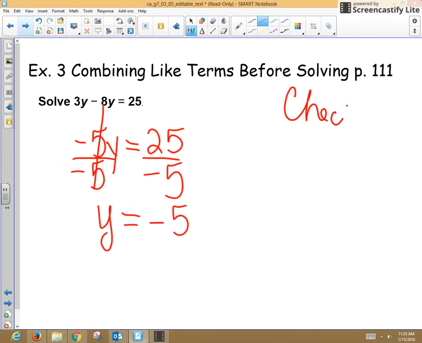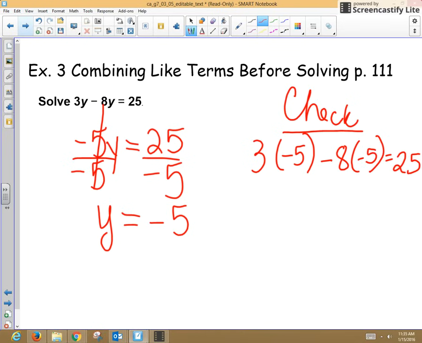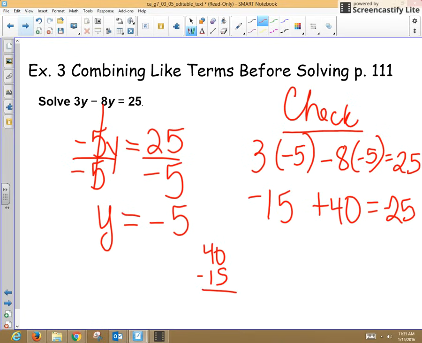Now let's check our work. 3 times negative 5 minus 8 times negative 5 should equal positive 25. So we have negative 15. Now negative 8 times negative 5 is positive 40, equals 25. Now let's combine this. Negative 15 plus 40. They have different signs, so I'm going to subtract to find the difference. And the difference is positive 25, which is equal to positive 25. We are correct.